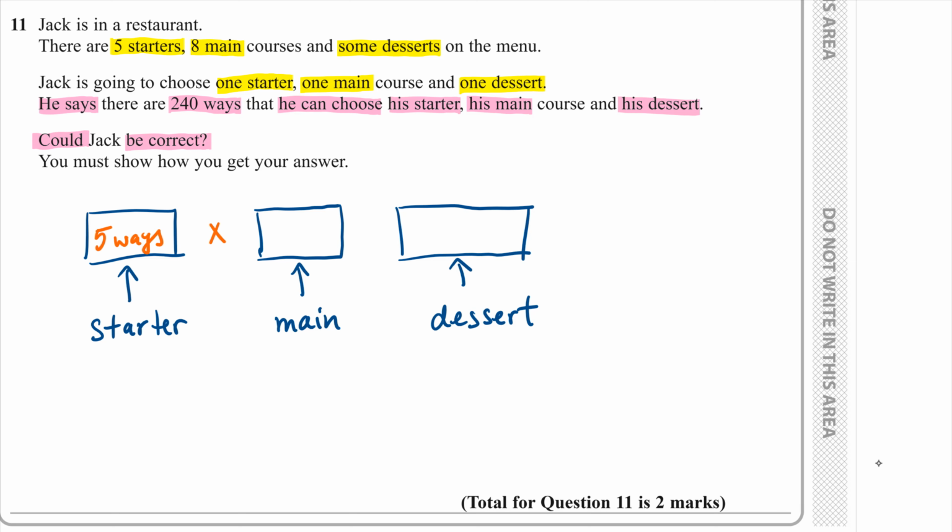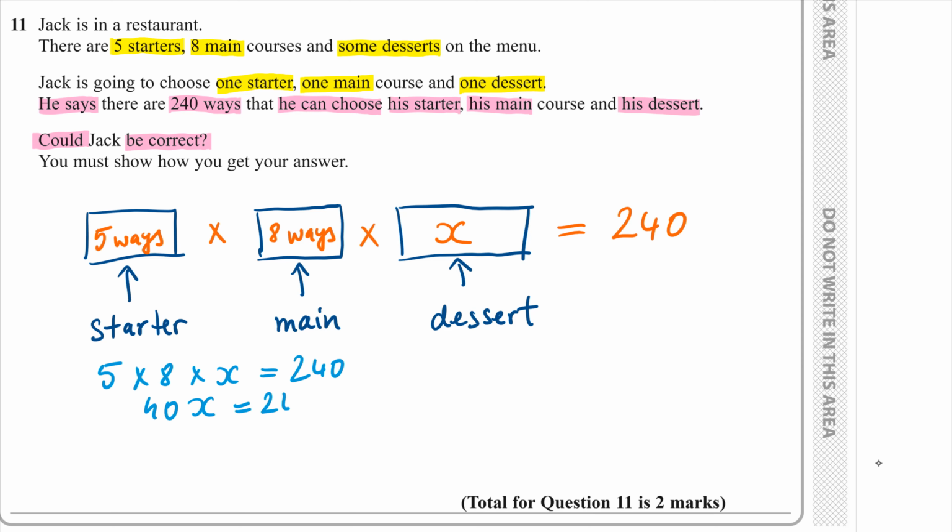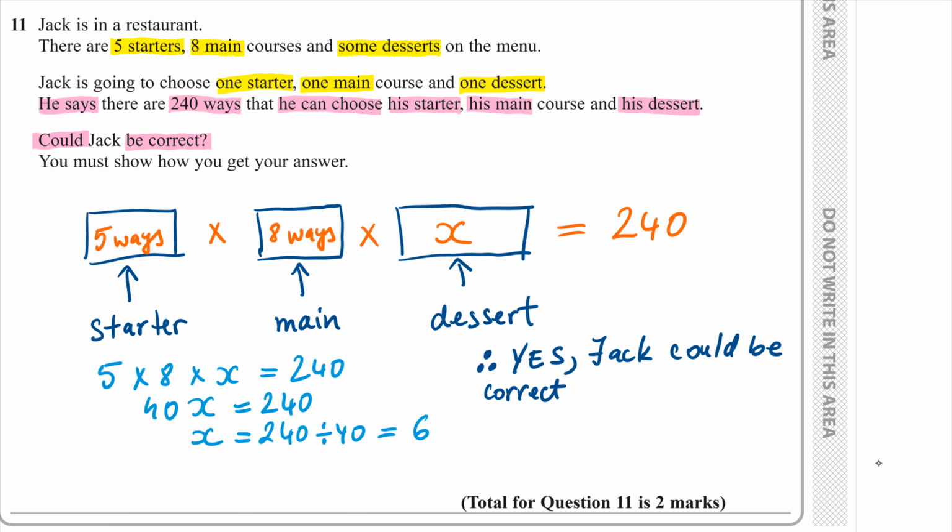We times this by 8 ways to choose a main, and we don't know how many desserts there are, so we times it by x. This has to be equal to 240. Writing this out as an equation, we have 5 times 8 times x equals 240. That is, 40x is equal to 240. X is 6. As a conclusion, yes, Jack could be correct if there are 6 desserts on the menu.